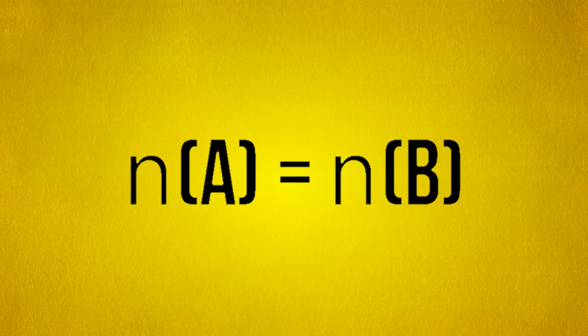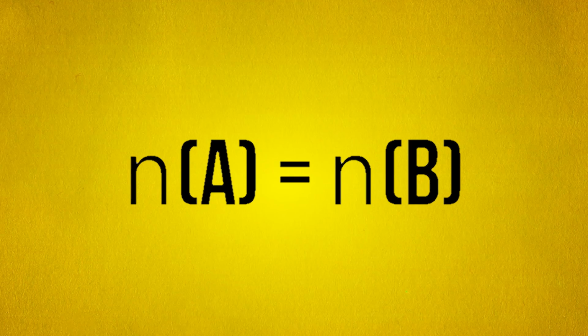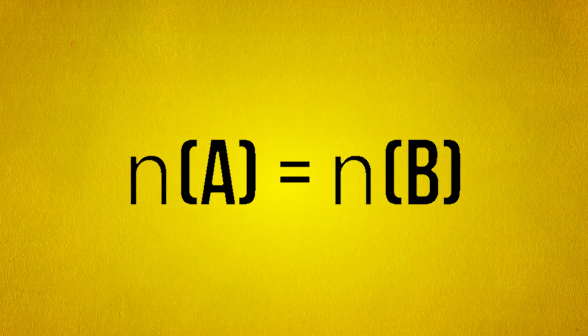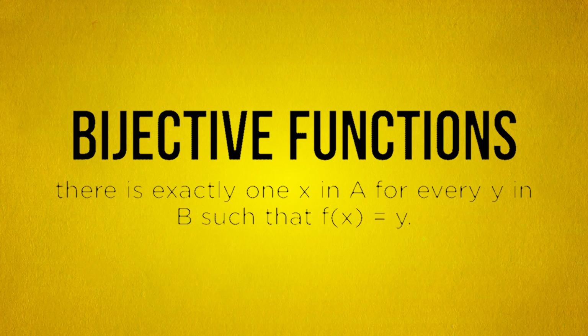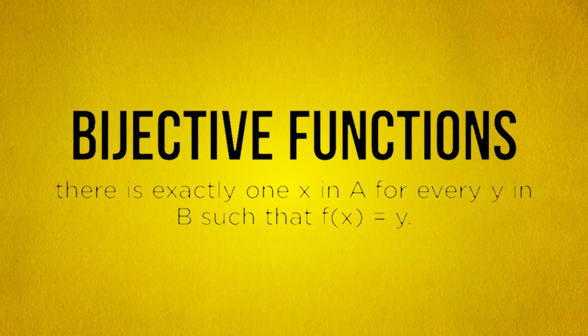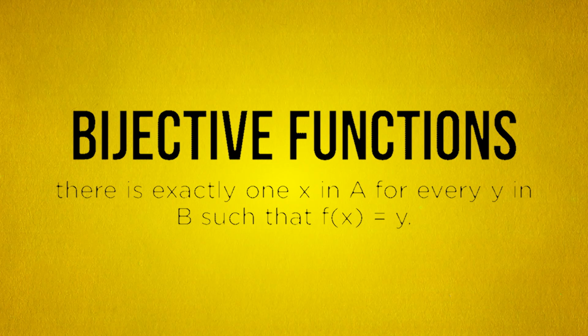In this example, sets A and B are in one-to-one correspondence with each other regardless of which set B elements set A is associated with, and vice versa. This also applies to bijective functions, where there is exactly one x in A for every y in B such that f of x is equal to y.